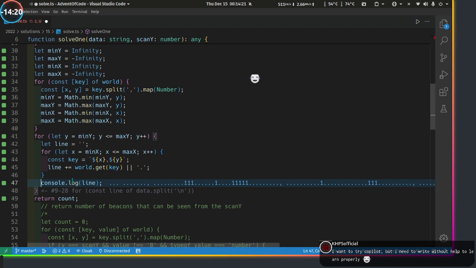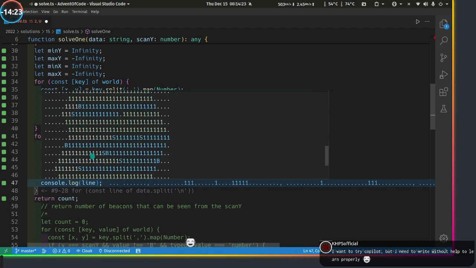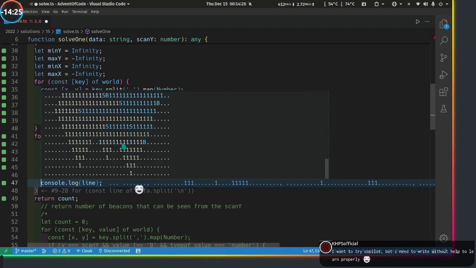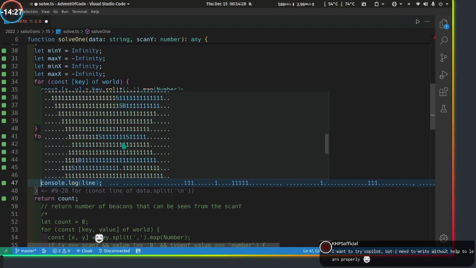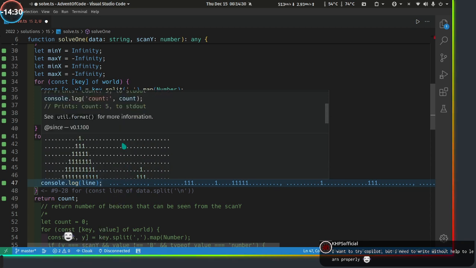Show me pretties. Okay, so it's still going. It's still visualizing everything. I only care about the one line, though.